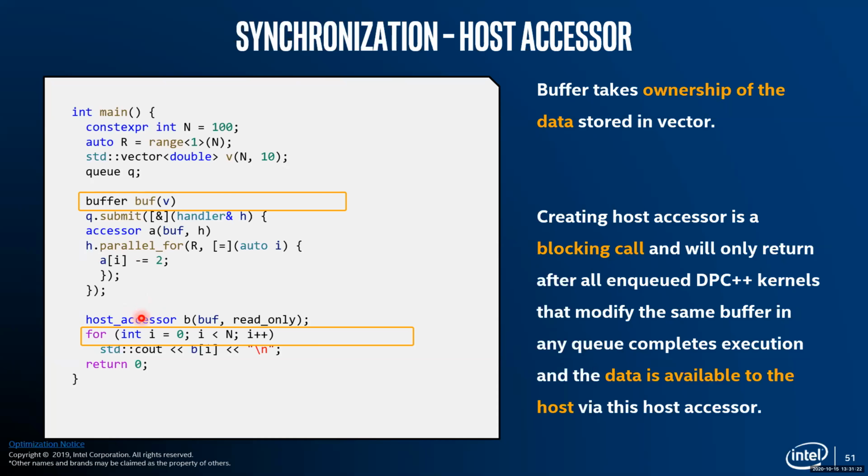Host accessor is nothing but a blocking call, which will only return after all the enqueued DPC++ kernels that modify the buffer are completed. So this waits till all the asynchronous tasks are complete, and the results are copied back from the device to the host, and then we display the results.